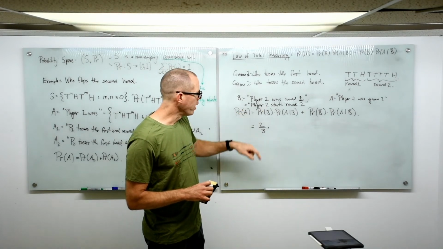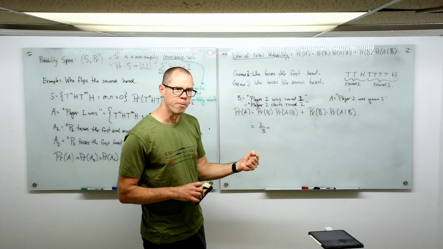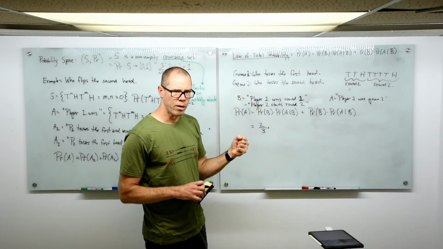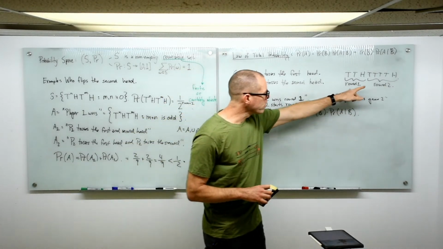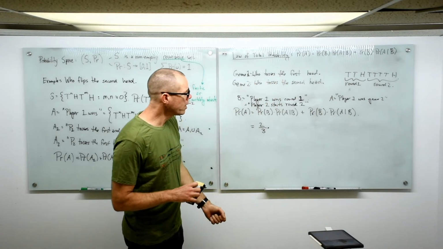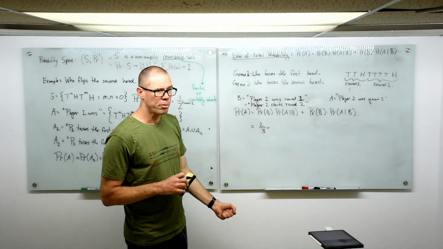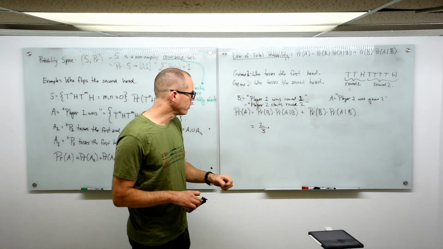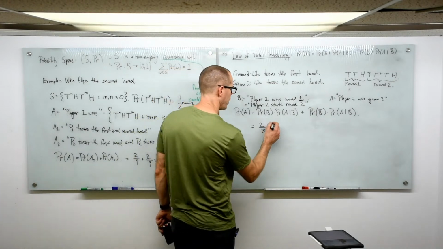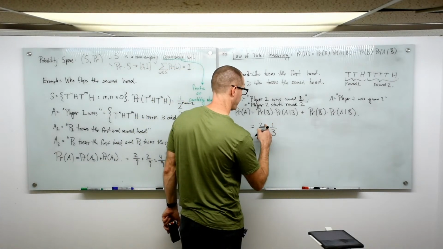That's only 1/3, right? If player 2 is the starting player, then the probability that player 2 wins that second round is 2/3. And so that means the probability that player 1 wins the second round is only 1/3. So we get 2/3 times 1/3 for this part.